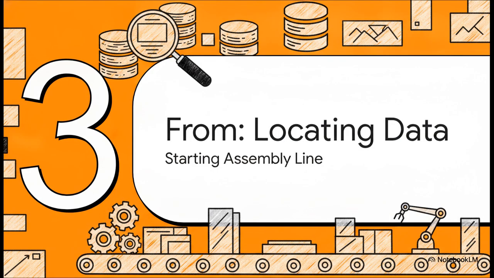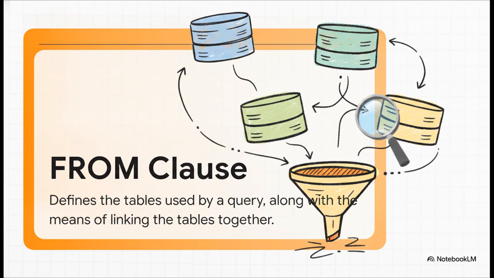Section 3. From, locating the data, starting the assembly line. Look, before absolutely any data can be filtered or shown to you, the engine has to gather the raw materials, right? The from clause defines the tables and how they're linked. The database simply has to know exactly where the data lives before doing anything else.